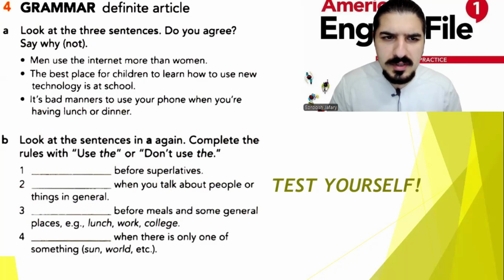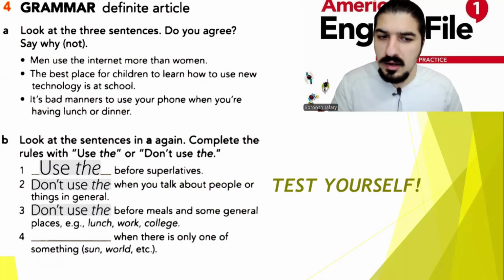Before superlatives, do you use the? Okay, let's see. This is the biggest town in the world. That's the fastest car in the world. Yeah, we use it. When you talk about people or things in general, do you use the? We don't use the. Before meals or some general places, lunch, work, college, do you use the? No. Okay, let's see you at lunch. When there is only one of something, it's unique. Moon, sun, the internet. Yes, you use the.